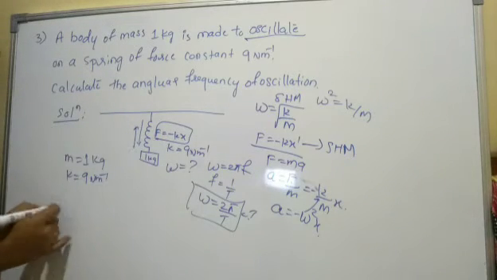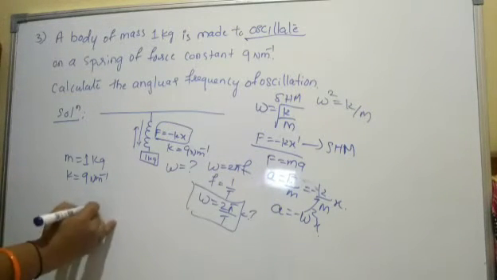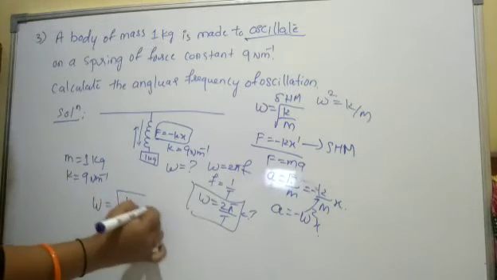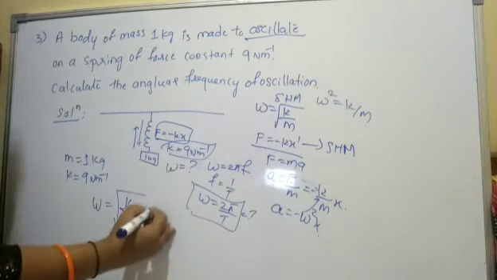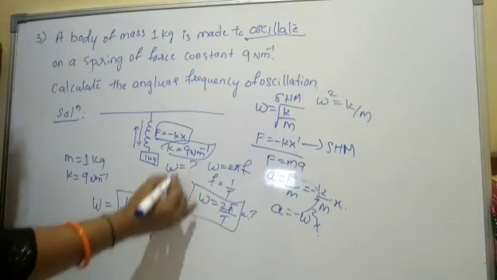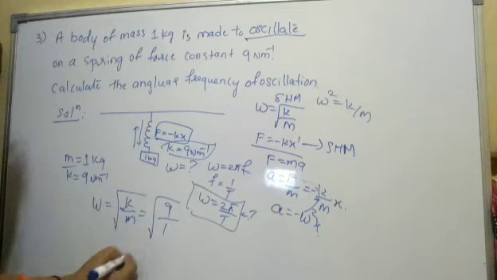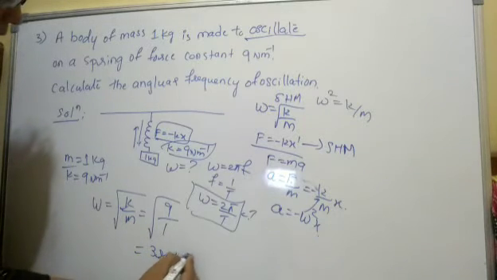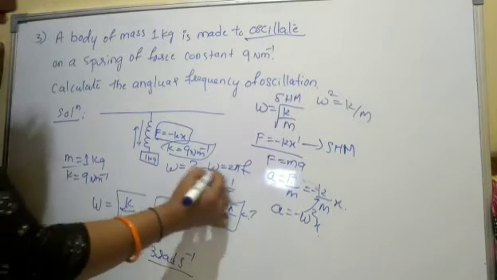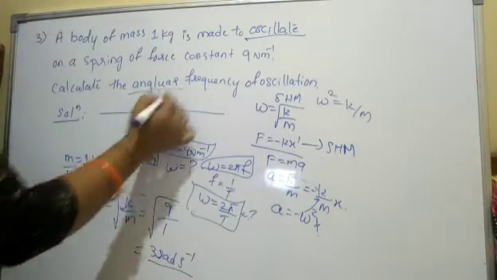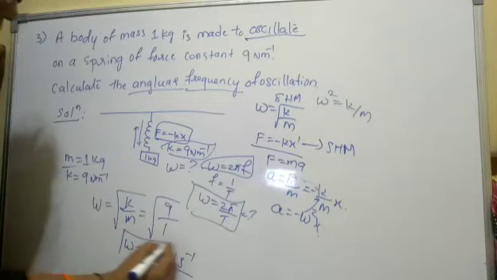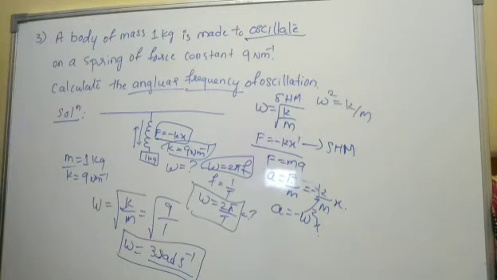So we need to substitute here. Omega is equal to root of K by m. K is already given, that is 9. Root of 9 by 1 kg. Root of 9 is 3 here. So 3 radian per second. Omega, they have taken as angular frequency, and angular frequency comes in radian per second. So this is the expected answer.